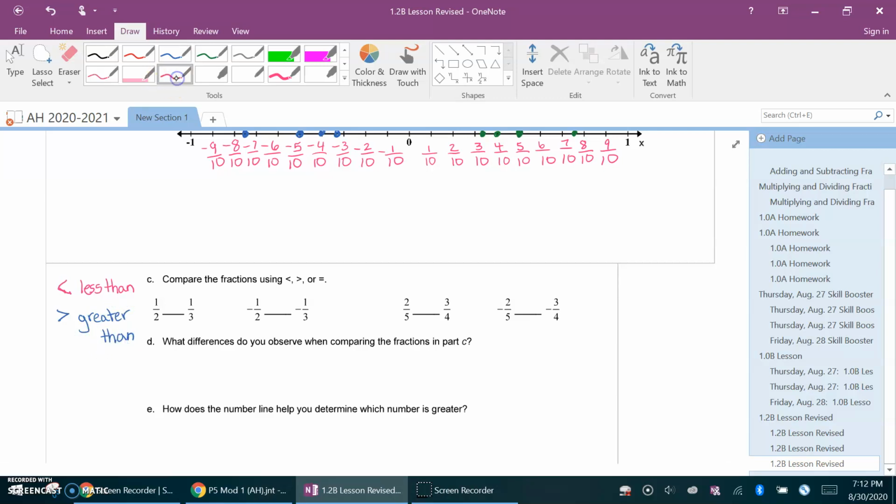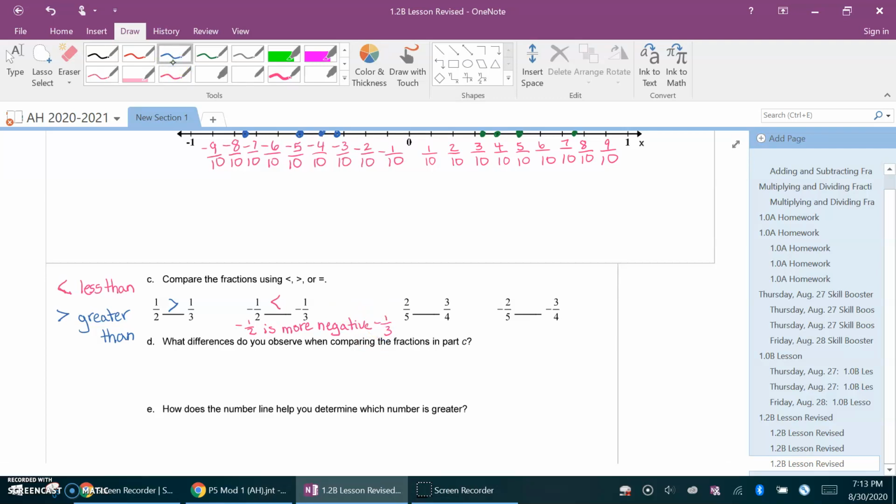Okay. So looking at 1/2 and 1/3, we know that 1/2 is greater than 1/3. It's further to the right on your number line. Looking at the negative 1/2 and negative 1/3, this is going to be less than, because negative 1/2 is more negative than the negative 1/3.